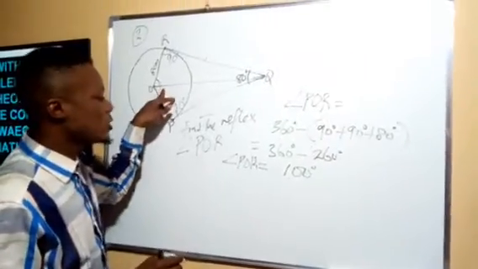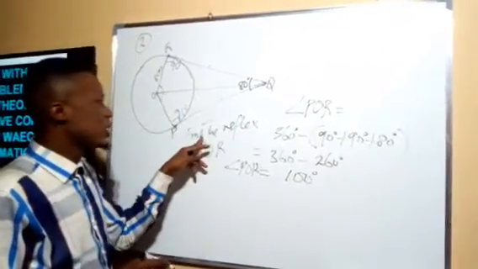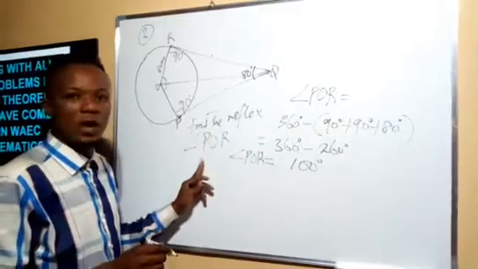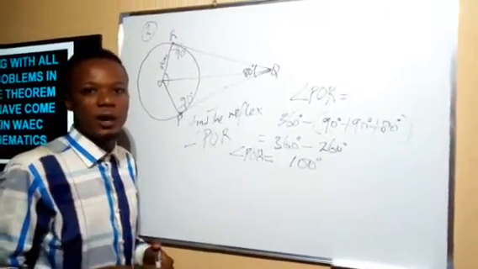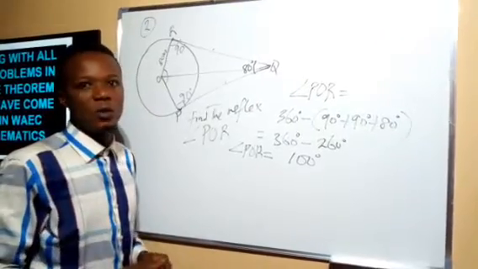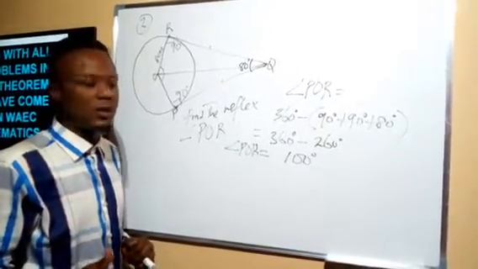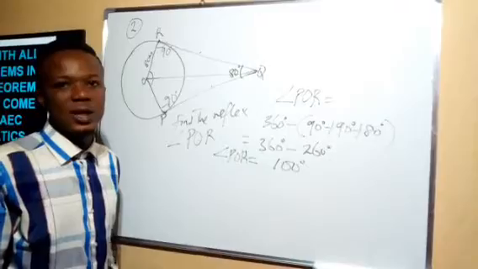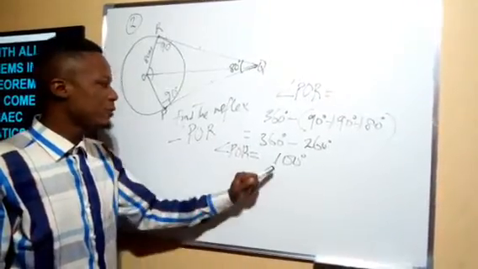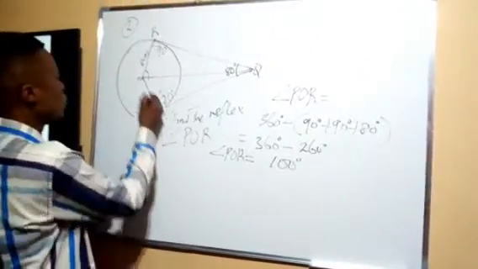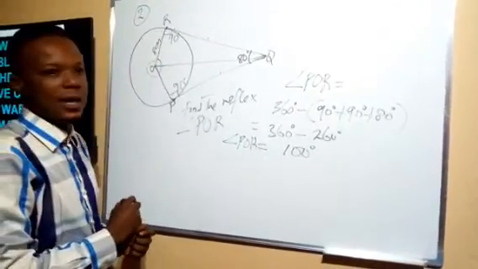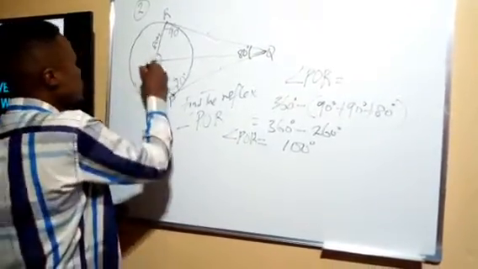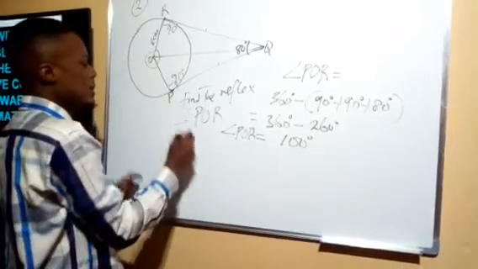The required angle is not POR because they mentioned we should find the reflex angle POR. Remember, for any angle to be reflex, it must be greater than 180 degrees but less than 360. But this 100 is less than 180, therefore it's not reflex, which means the POR they want is the one here at the back. That's what they want us to get. And this is sum of angles at a point.